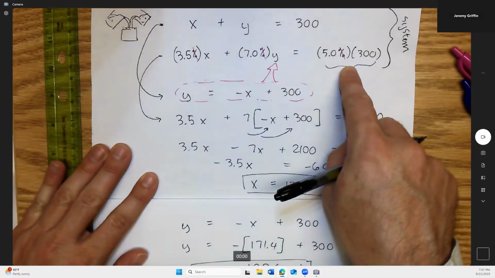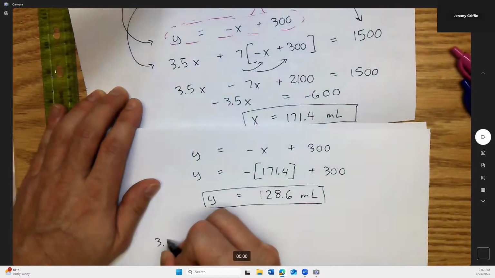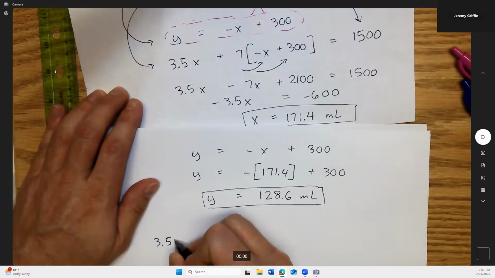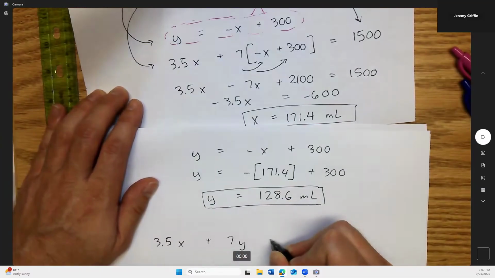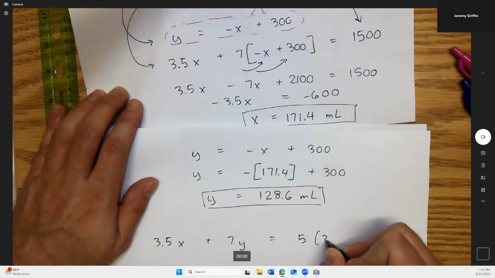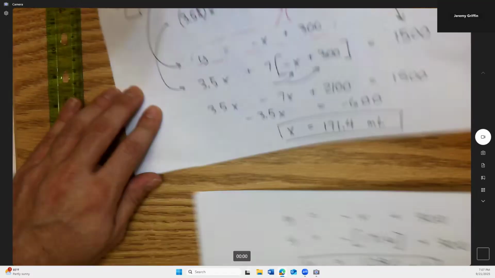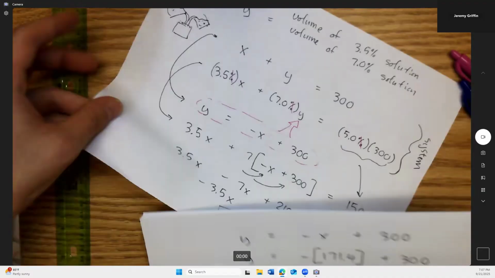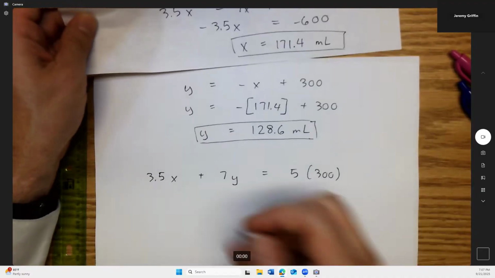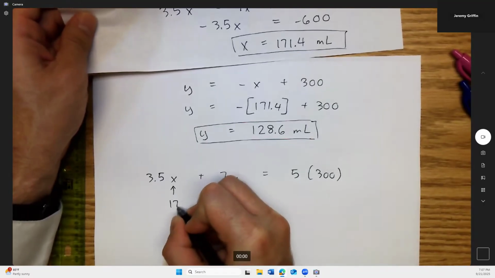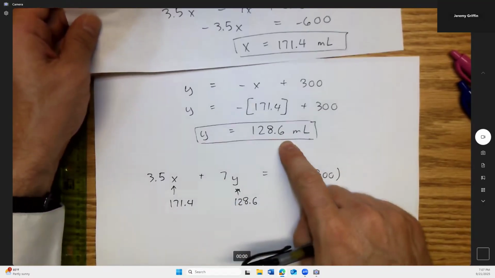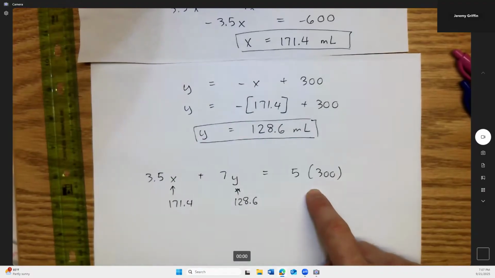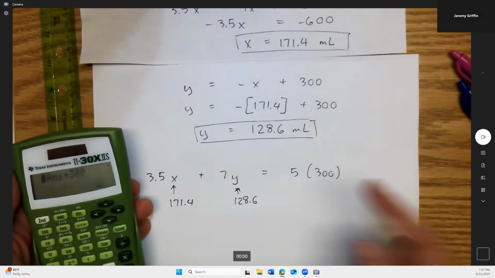I have the percentages. So I said 3.5 percent x plus 7% y equals 5% of 300. So I'm going to substitute my answers and see does this really work. In place of x, I'll put in 171.4, and in place of y, I'll put in 128.6. Now these are rounded a tiny bit, so I might miss it by a tiny fraction of a decimal, but we'll see.